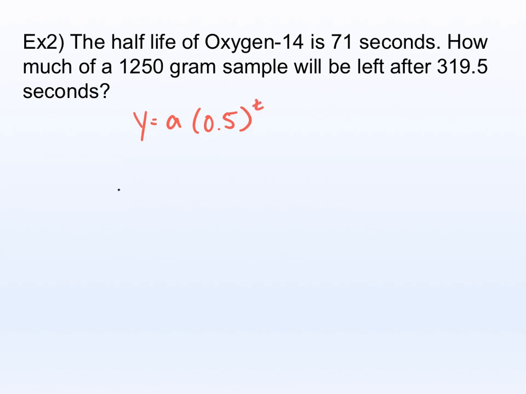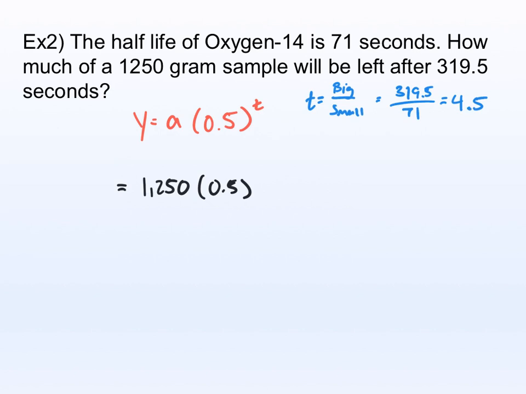Okay. In here, your initial value was 1,250. 0.5. The issue here is your t value. Okay, so remember, it is big divided by small is the easiest way to look at this. So there were 319.5 seconds they want to know, but we know a half-life was 71. Okay, so if you go 319.5 divided by 71, what do you get out?